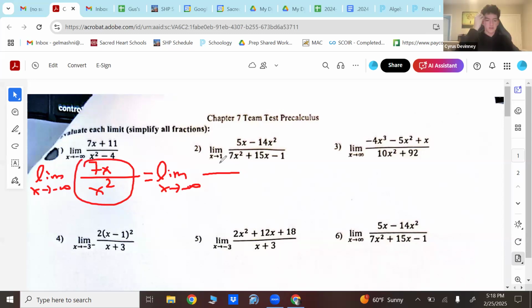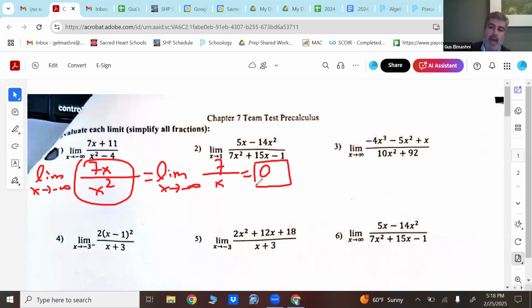Okay. So you cancel out the x usually. So you get 7 over x, right? 7 over x, yeah. And then that's going to be 0, because x is getting really large, while 7 is just 7. And when you have a number over a large number, it's just going to be 0, pretty much. Okay.